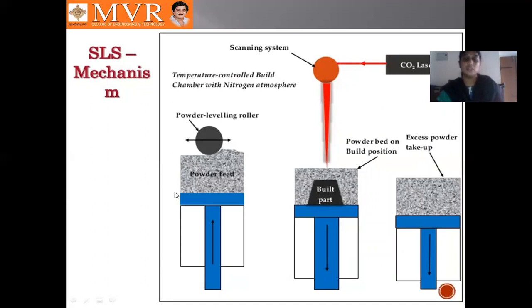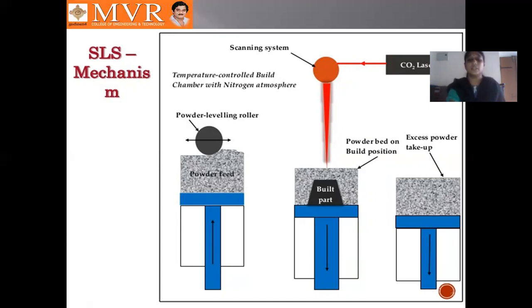In the first image, we take a base material in powder feed form. This powder feed will be made into fine particles. The powder leveling roller spreads the powder slightly over the build area, and the temperature-controlled build chamber with a nitrogen atmosphere is maintained throughout the system.